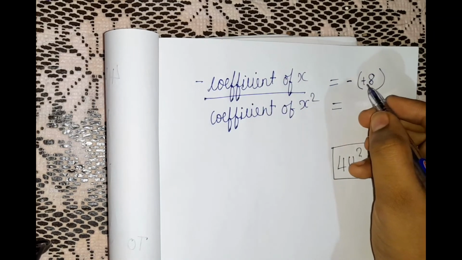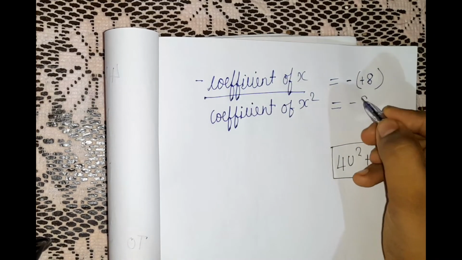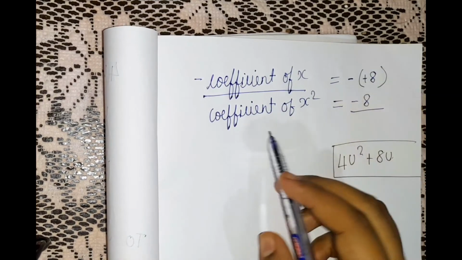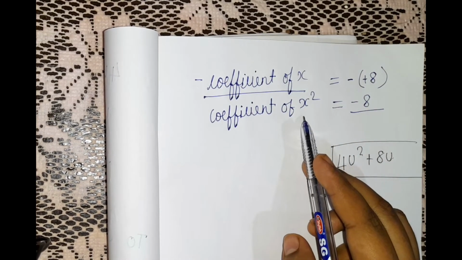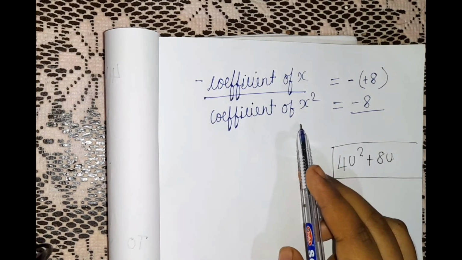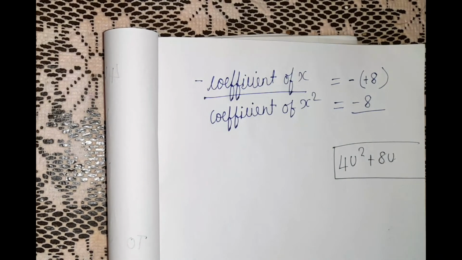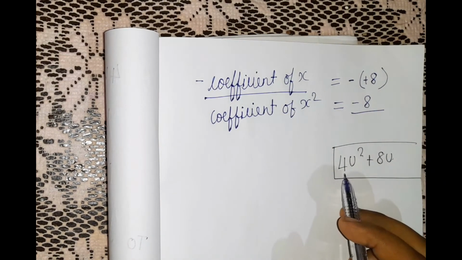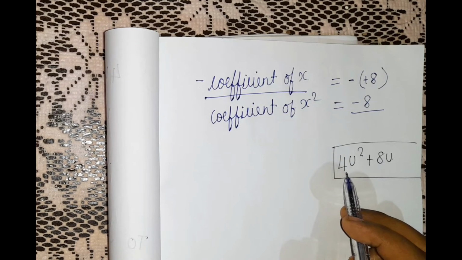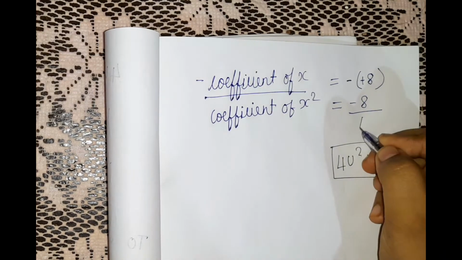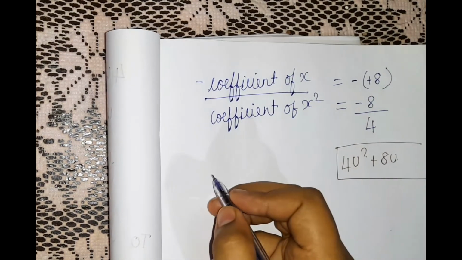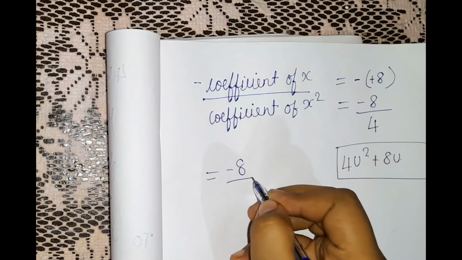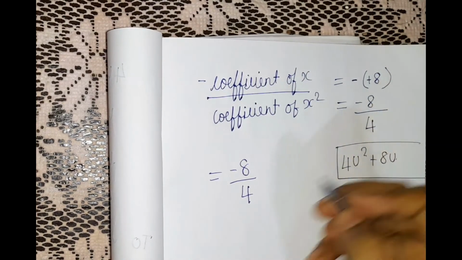So it is plus 8. So plus into minus is minus, so minus 8 divided by coefficient of x square. So here instead of x square we are going to be taking u square. Okay, so the u square coefficient is 4. So as you guys can see, it is 4. So I am writing 4. Okay, so let me write the form, that is minus 8 by 4. So I wrote this one right over here.